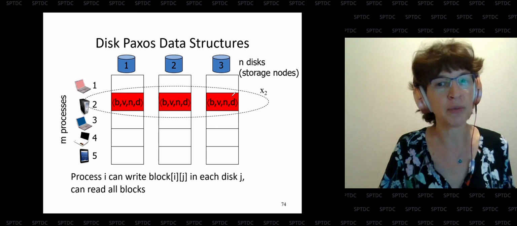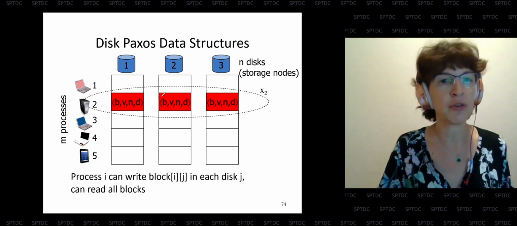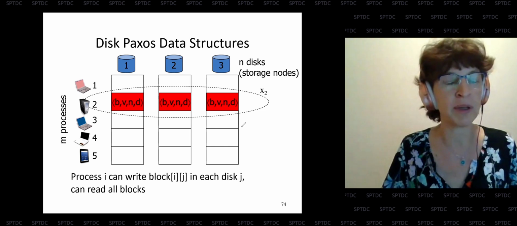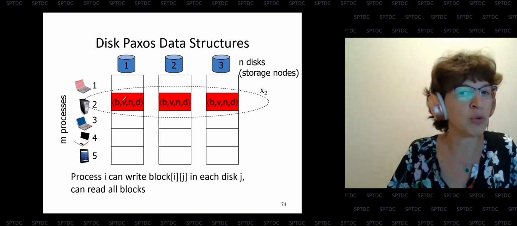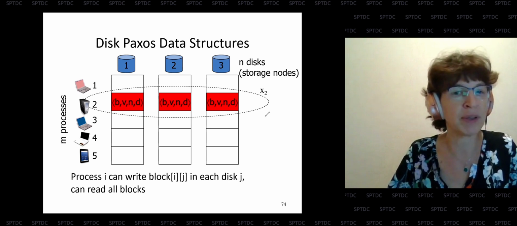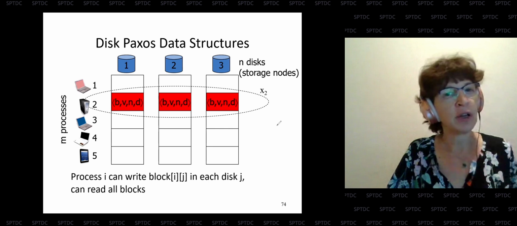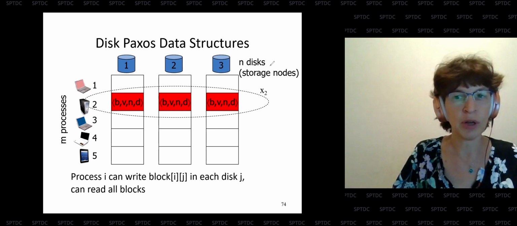It's copied 3 times, 1 on each disk. Okay, we have N is 3 here. So we have 3 disks, and this register is copied on 3 disks. Only process 2 writes to this red strip in all 3 disks because it's a single writer register. And process 2 can read all the blocks in all the disks because it's a single writer multi-reader register. This is what we needed for the shared memory Paxos.